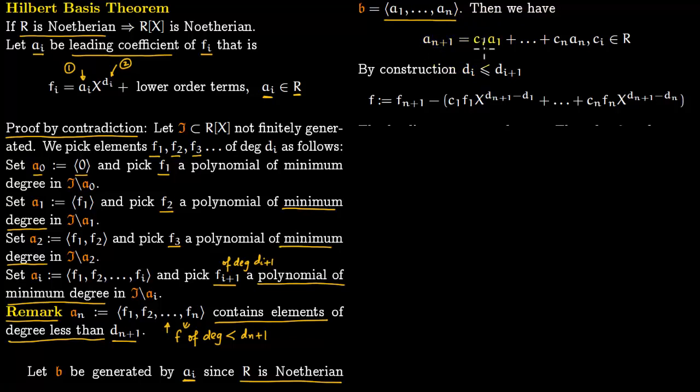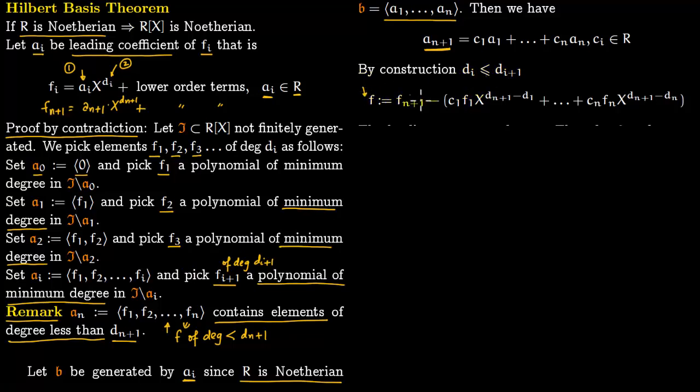So then we have this a_{n+1}. This comes from c_1 a_1 all the way to c_n a_n. Now this a_{n+1} is the leading coefficient of polynomial f_{n+1}, because f_{n+1} is of this form: a_{n+1} times x to the power of d_{n+1}, and then some lower order terms. And by construction, d_i is less than or equal to d_{i+1}. Because every time we pick up a polynomial of minimum degree, f_3 is a polynomial of minimum degree in I minus A_2, and the polynomials of lesser degrees, f_1 and f_2, have already been picked up. So f_3 will have a degree which is more than f_1 and f_2, otherwise it would have been picked up by now. So the construction is like this.